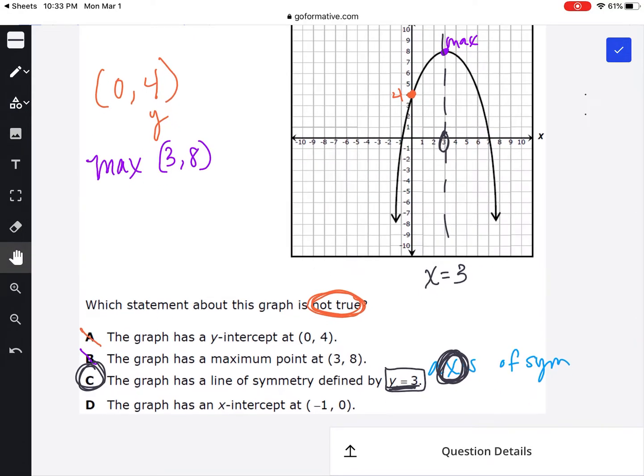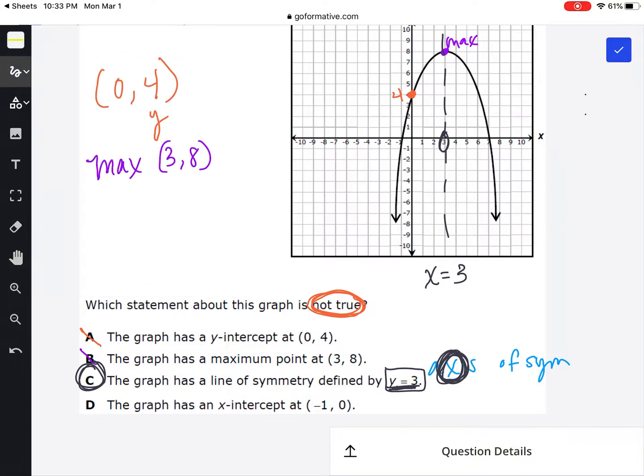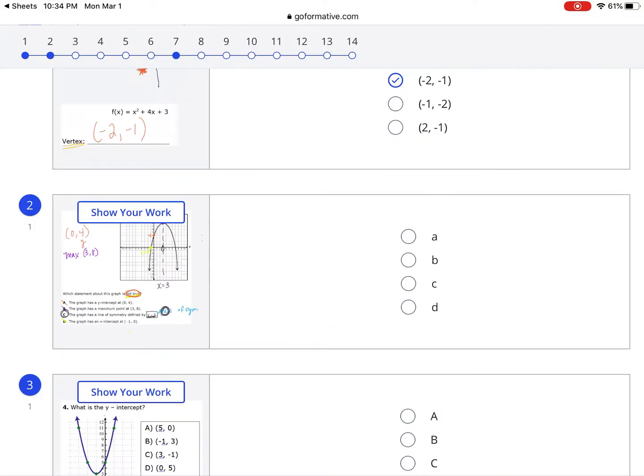We can double check letter D. Letter D says that there is an x-intercept at the number negative 1. Yeah, there's an x-intercept at negative 1. So the one that is not true is C, because the axis of symmetry, or the line of symmetry, is written as x equals, not y equals. Okay, not too bad.